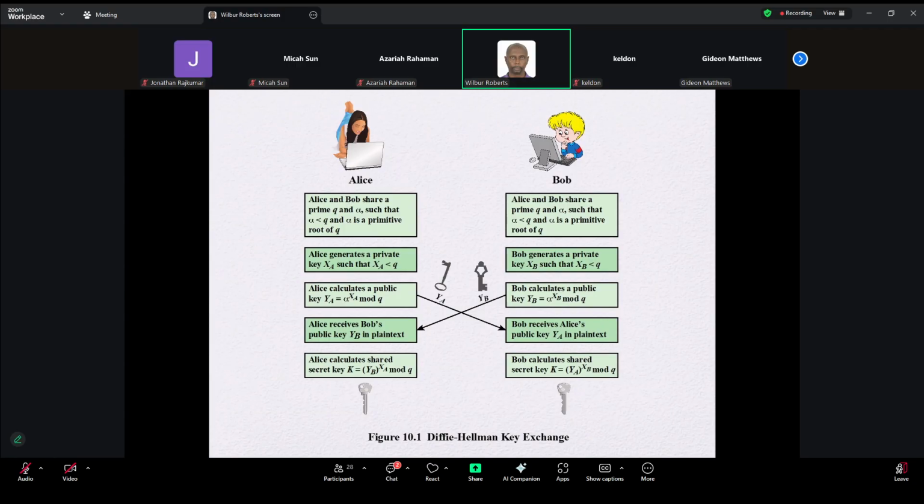Then Alice calculates a public key, ya, which is equal to alpha to the xa mod q, and she sends it to Bob. Bob also calculates a public key, yb, which is equal to alpha to the xb mod q, and he sends it to Alice. Good? And then Alice calculates the shared secret key, and Bob calculates the shared secret key. And they're supposed to get the same answer. Good?